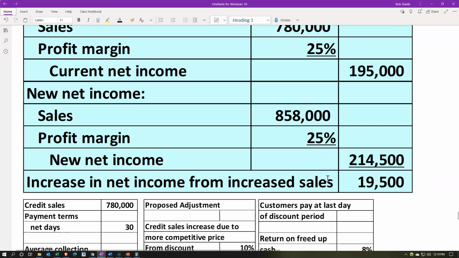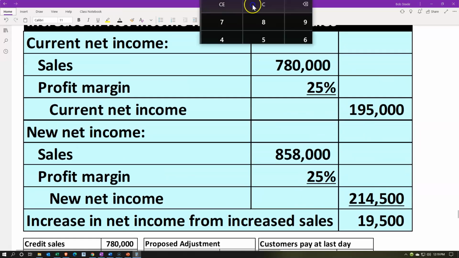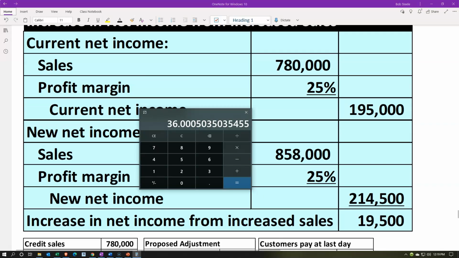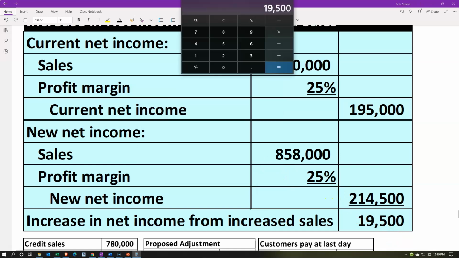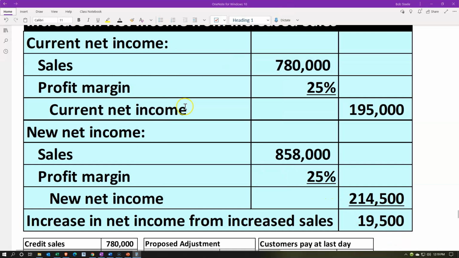So although there was a 10% increase on the top line, meaning sales went up by 858,000 minus the 780,000, so we had the 78,000, and then we could take 25% of that, times 0.25. That's how much the bottom line went up. Or in other words, you can calculate the bottom line, which now we think is going to be the 214.5, the net income on the bottom of the income statement, minus the 195,000 is going to give us that 19.5. So that's what we think the effect of the increase in the sales will be.